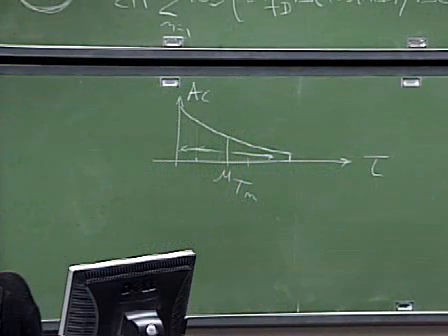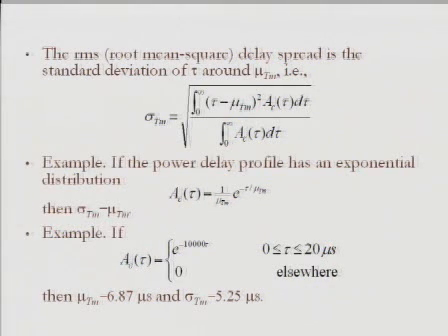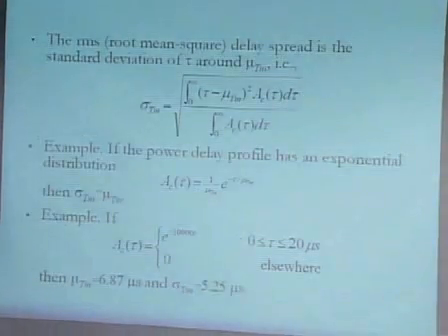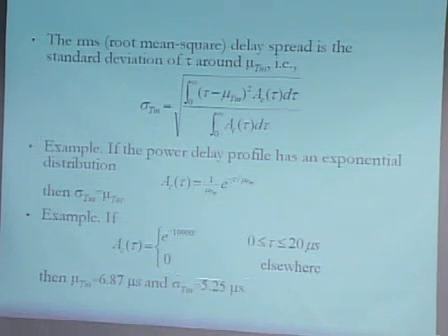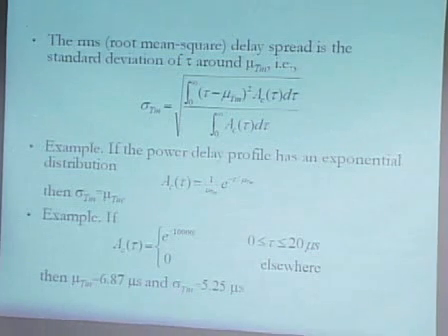We have here a numerical example taken from the textbook. We keep receiving power within a window of 20 microseconds, exponentially decaying, and then we get 0 after that. The average delay is going to be 6.87 microseconds, and the delay spread is 5.25 microseconds. This tells us that in this channel, if we send a tiny short pulse, extremely short, like zero duration, we'll receive power for 20 microseconds, first very strong, and then falling exponentially over time. At 20 microseconds, we'll stop receiving power. That's the response of the channel.